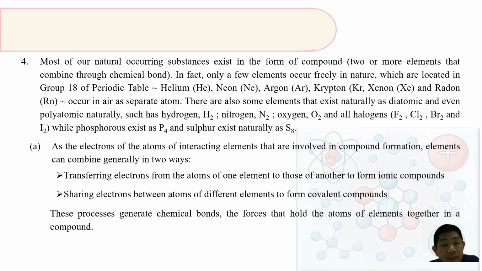Now, these elements do not exist in a free form, as the electrons of atoms interact with the elements that are involved in the compound formations. So elements can combine generally in two ways. Either they transfer electrons from the atom of one element to another atom to form ionic compounds, or they can share electrons between atoms of different elements to form covalent compounds.